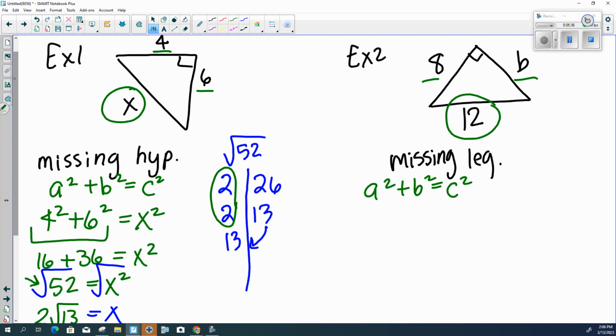So Levi, where will the 12 go in my equation? Will it go in for A, B, or C? Yes, because it's the longest side. It's the hypotenuse.